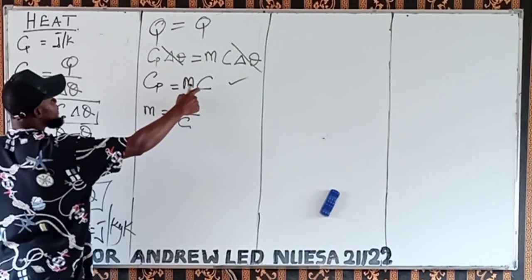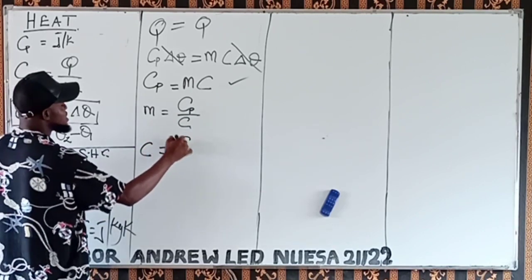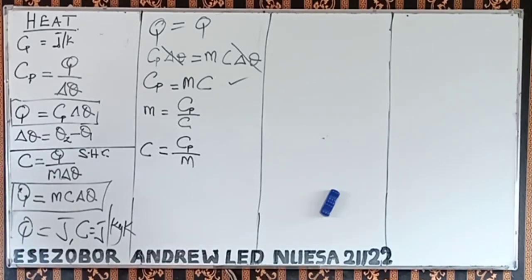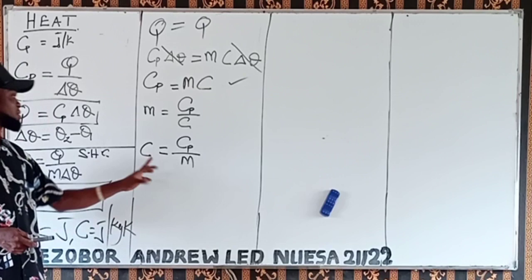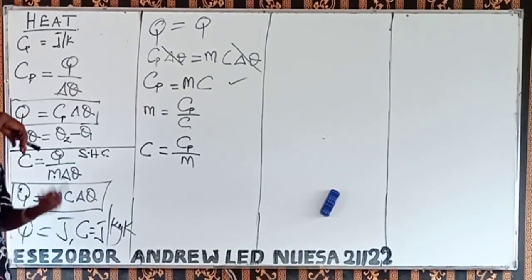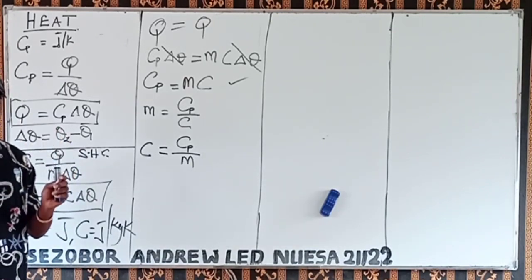For example, also make this the specific heat capacity formula. Specific heat capacity will be equal to Cp over m, that is Cp divided by mass. That will also give you specific heat capacity. So take note of this and this. I can ask a question. Let's look at two questions now.